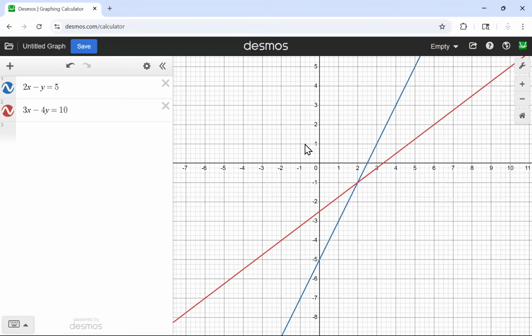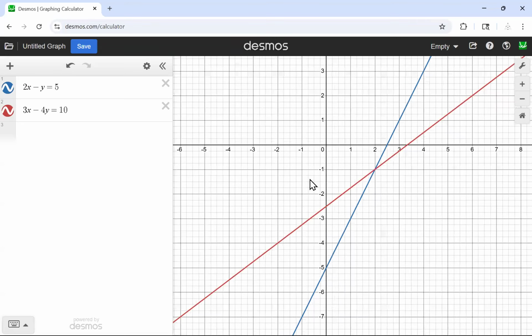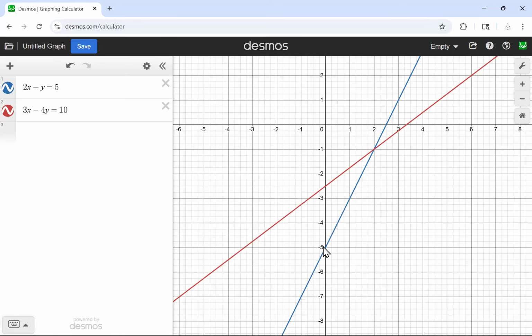Now, if you were doing this by hand, on that first line, we saw that the line goes through the point (0, -5), and then the slope was +2, so you'd go up 2 over 1, up 2 over 1, up 2 over 1, and you'd keep graphing it like that. And you get this blue line. That's the same thing as the line 2x minus y equals 5.